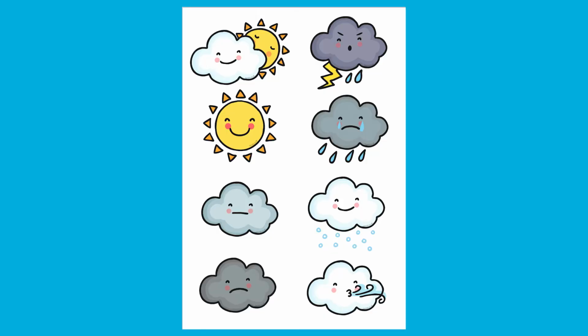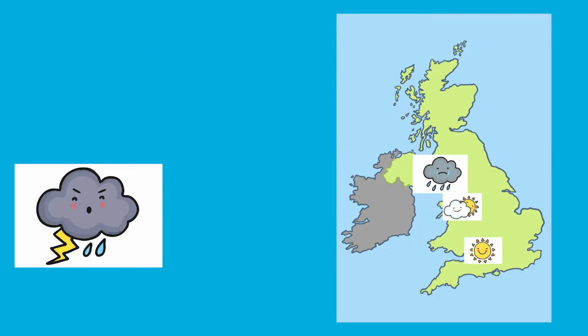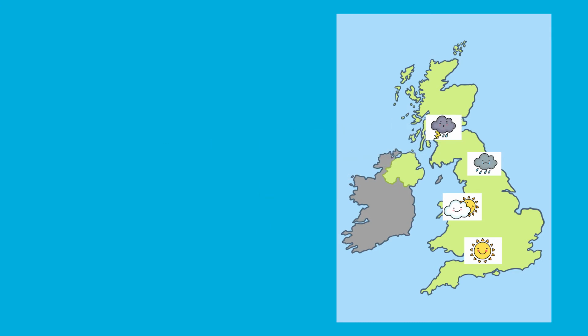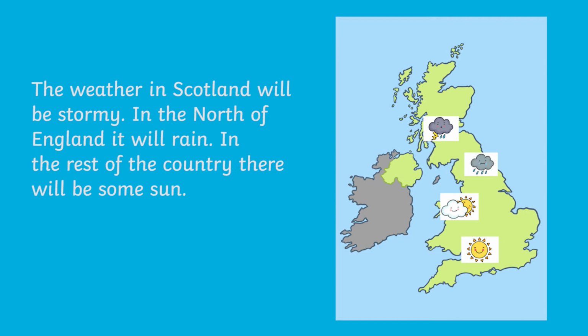These weather symbols help children to recognise different types of weather. Children could stick them to a map of the country to create their very own weather map. They could even use this to create their own weather report, which they could write or perform.